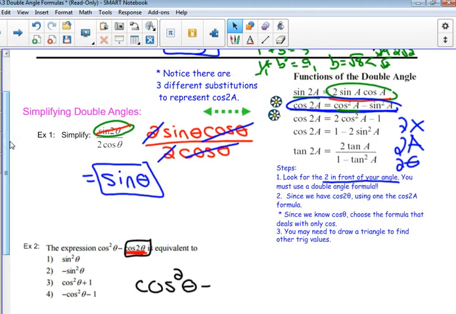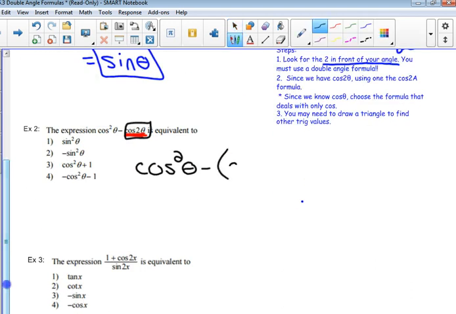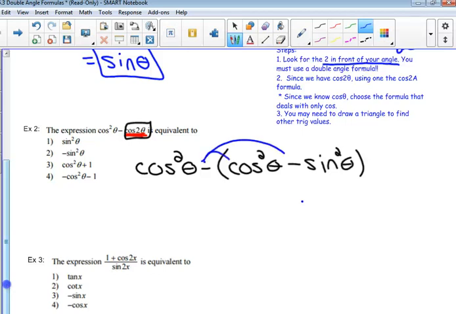Now we're going to sub in cos squared theta minus sine squared theta. You want to be really careful with this stuff. Notice, when I make a substitution, it might be easier to put parentheses around it so you remember some special things. What do we have to do with this minus sign? Distribute it through. Good job. So it's got to go to both things.